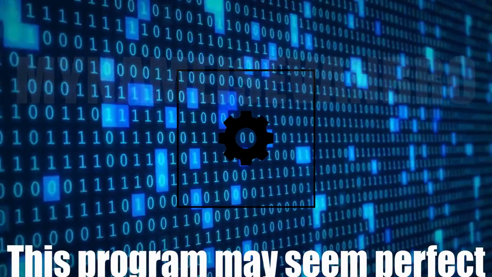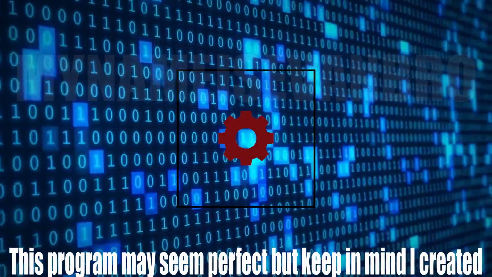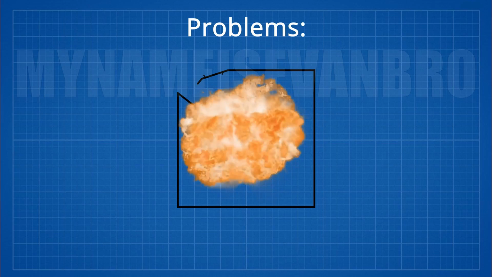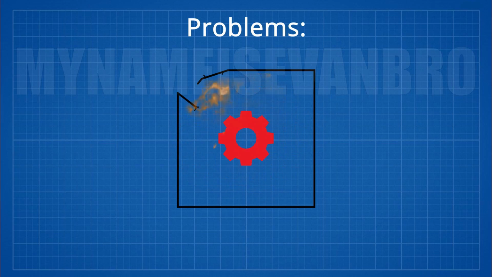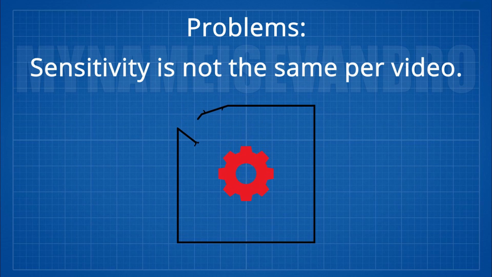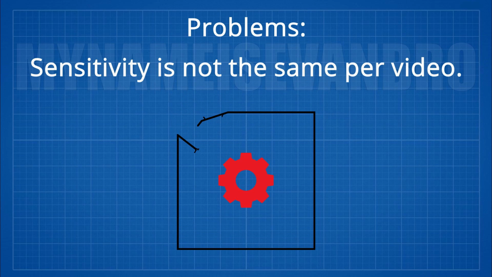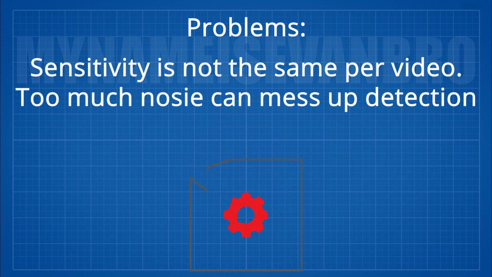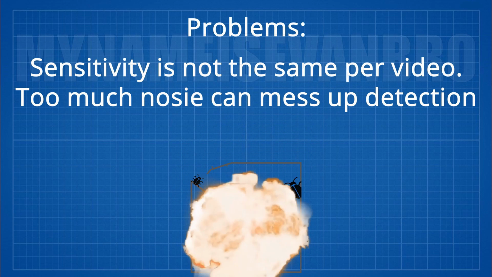This program may seem perfect, but keep in mind I created this in a short amount of time. This program has some problems that can probably be fixed with some more development. For example, if there are no moving objects in a video, it will think that part of the video is lagging. The program cannot tell apart duplicate frames if there is too much noise in the video.